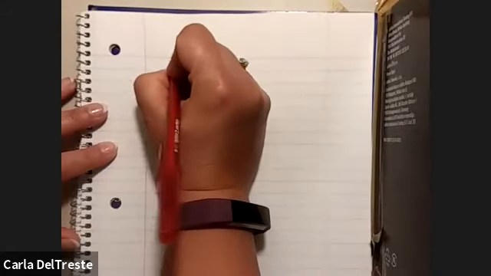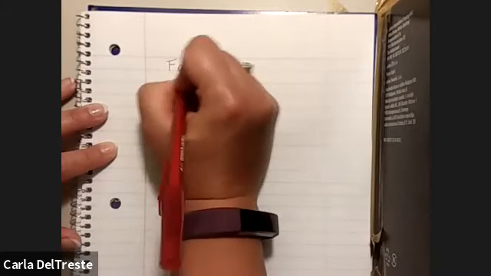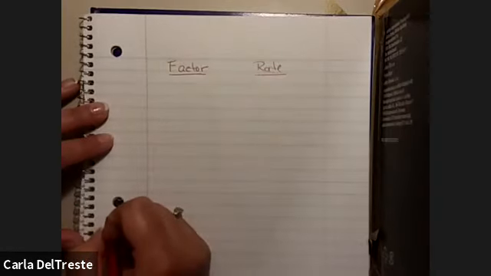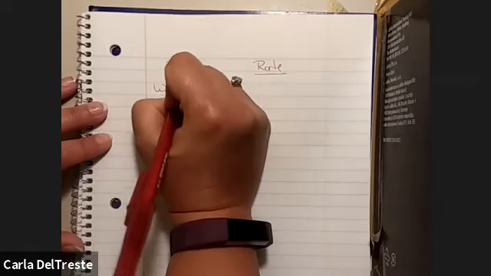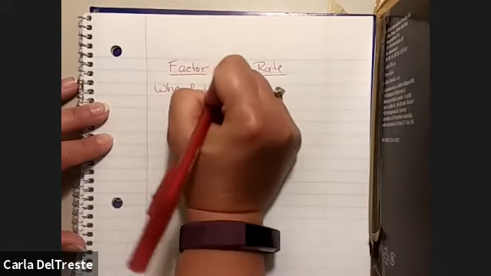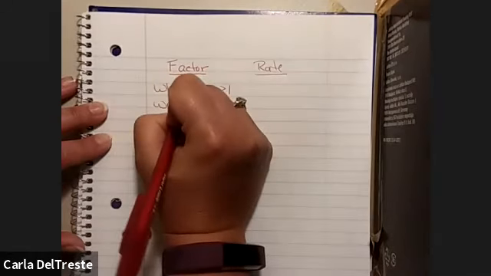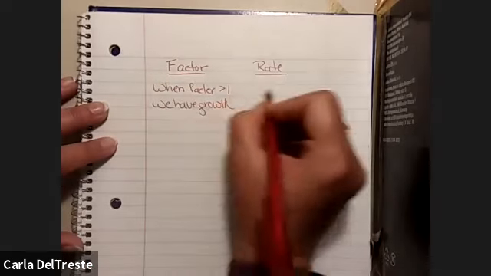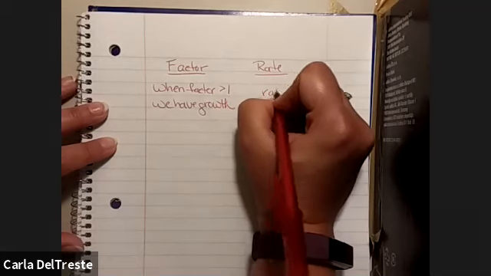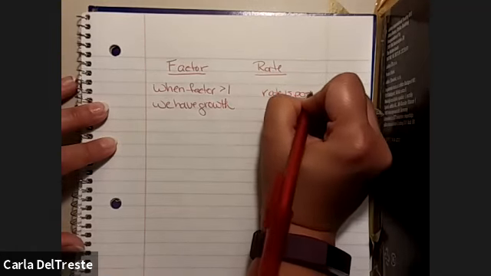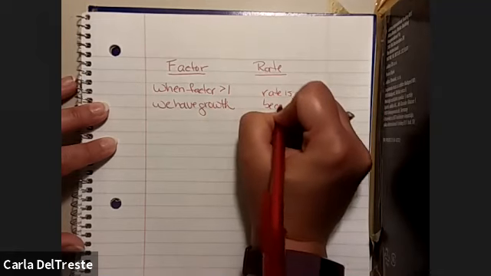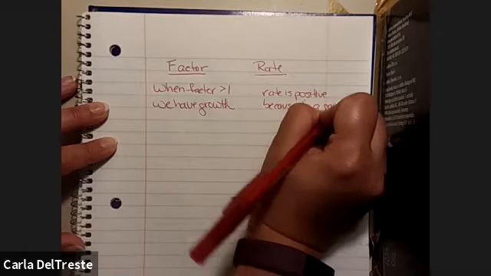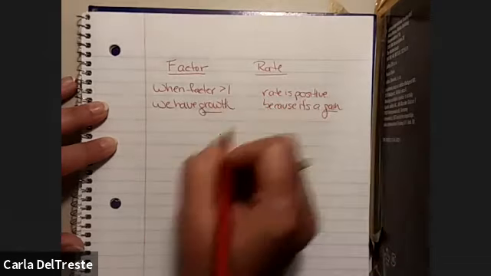So let's do a quick summary of what we saw here in terms of our factor versus our rate. When the factor is greater than 1, we have growth. That corresponds to the rate being positive because it's a gain. So growth and a gain, so the rate will be positive.